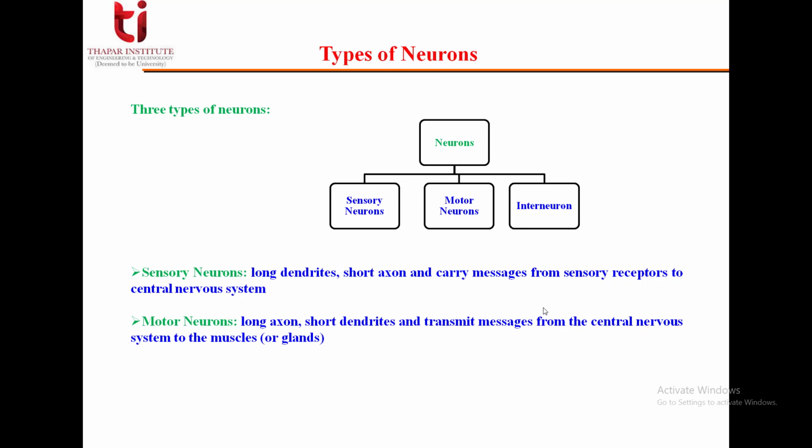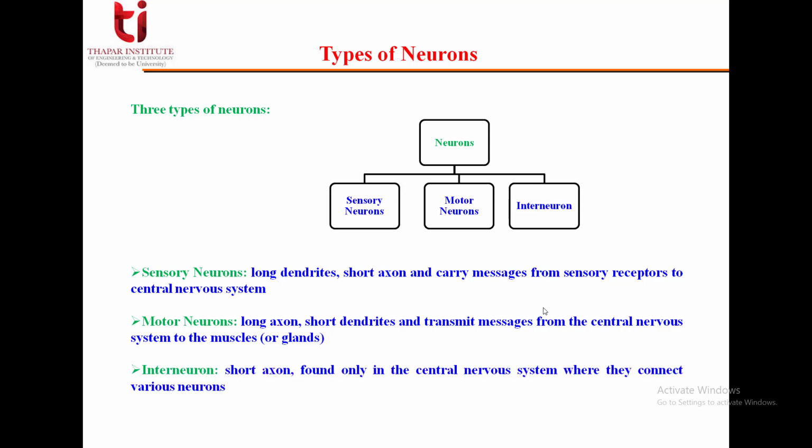They have a long axon and short dendrites, and they transmit messages from the central nervous system to the muscles or glands. Then we have interneurons. They also have a short axon, but they are found only in the central nervous system, where they connect various other neurons. So this was all in this lecture.